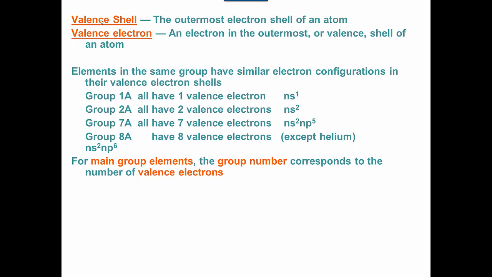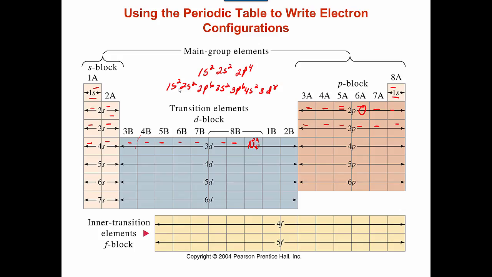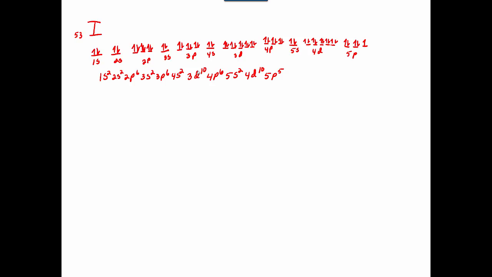The last thing we want to talk about is the valence shell. The valence shell is the outermost electron shell of an atom. A valence electron, obviously, is an electron in the outermost shell of the atom, or in the valence shell. So let's go back to where we did iodine. The outermost shell that's filled is shell number 5. And iodine has 2 plus 5, 7 valence electrons.